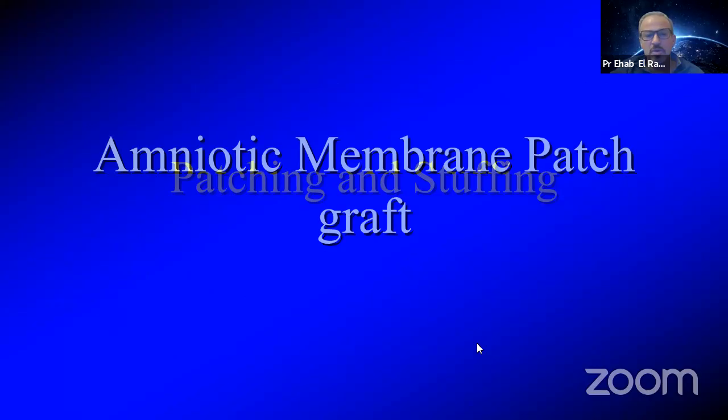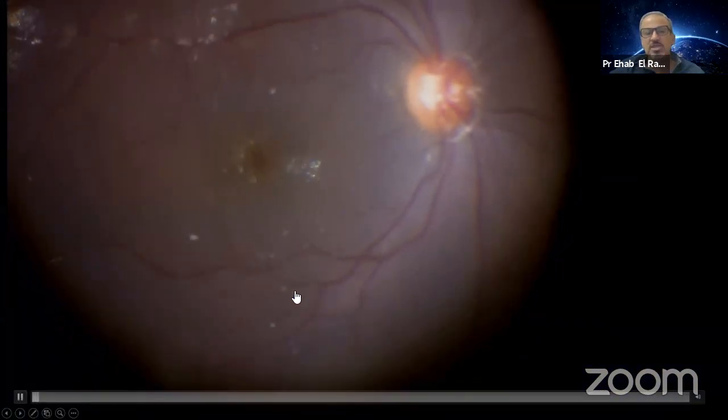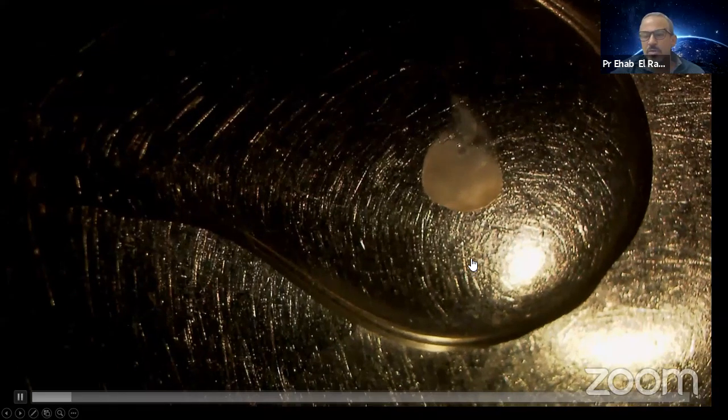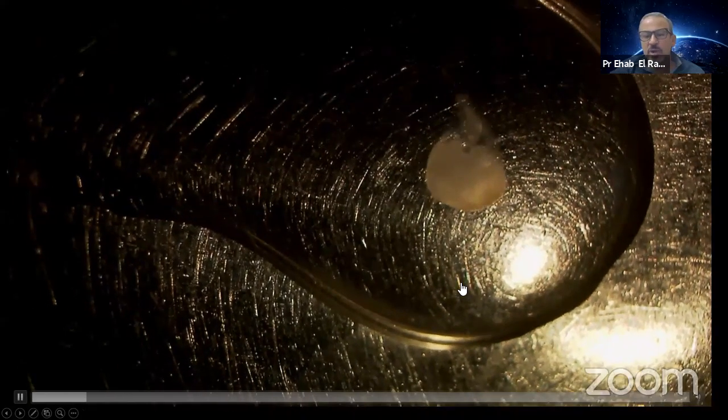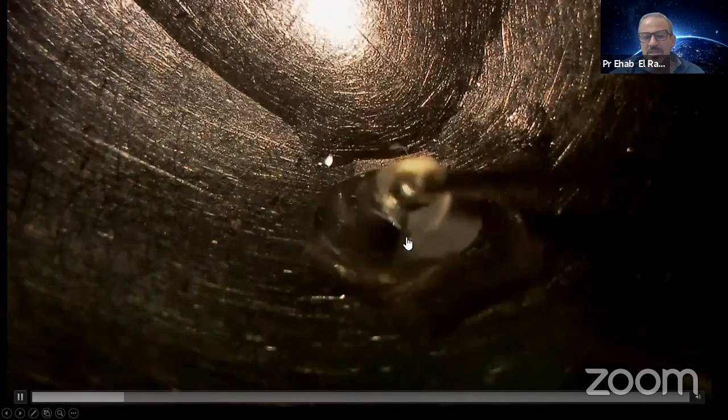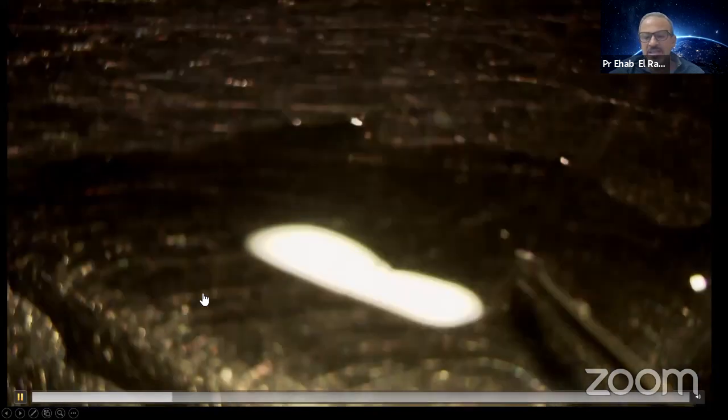What do we do with amniotic membranes? We're trying to cover the hole. This is a patient that had a failed macular hole, and you can see that we prepared the amniotic membrane by taking a 1.5 dermal patch. Usually these are larger than the size of the hole, and you have to trim it. But since the patch is 1.5, usually I like taking it as it is inside the eye.